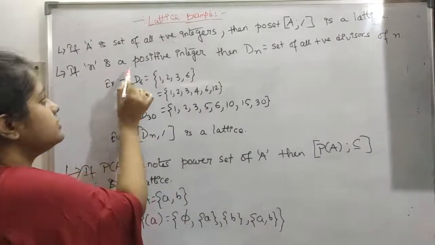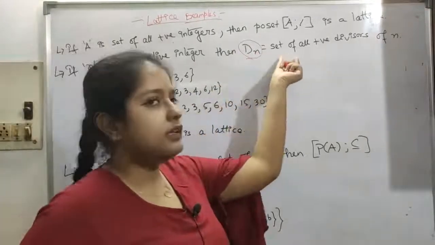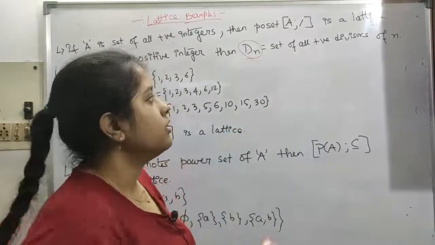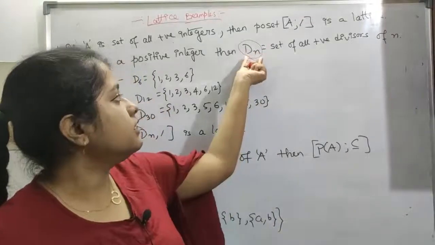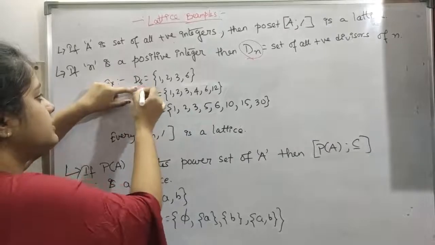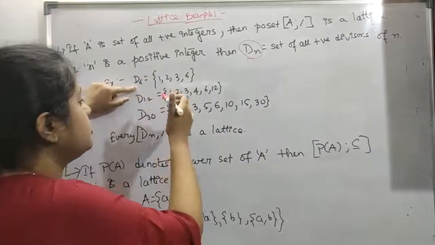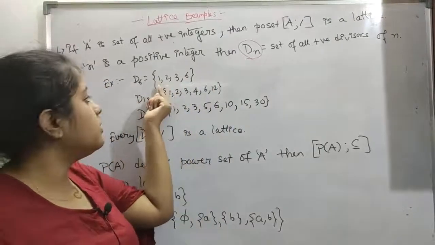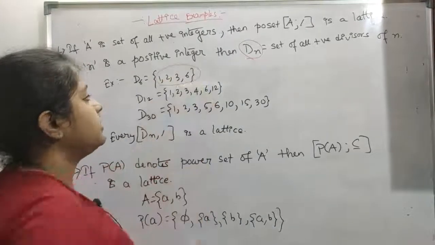If n is a positive integer, then Dn is the set of all positive divisors of n. So it contains all the positive divisors of n. Let's see an example, then it will be clearer. D6 has got all the positive divisors: 6 can be divided by 1, 2, 3 and 6. So these are all the numbers which can divide 6.